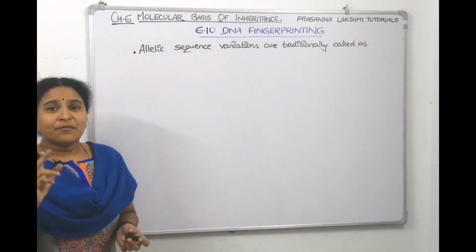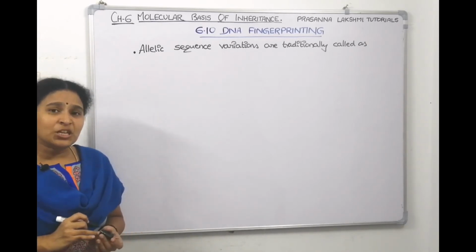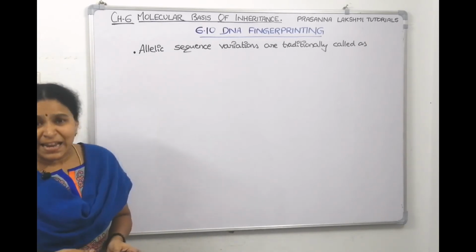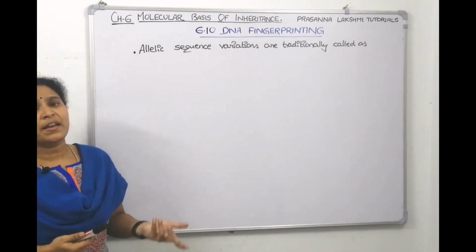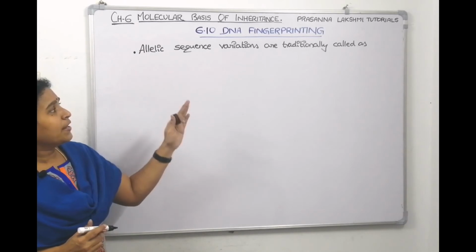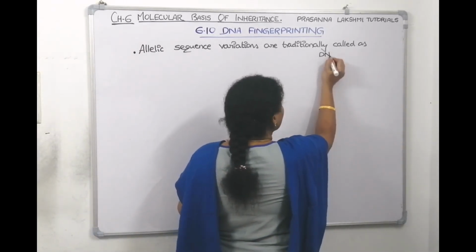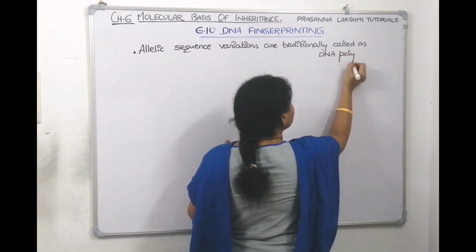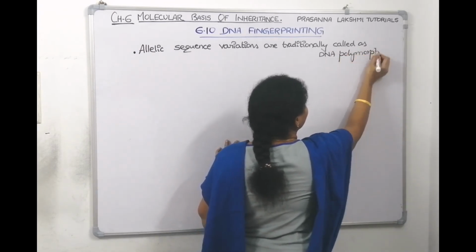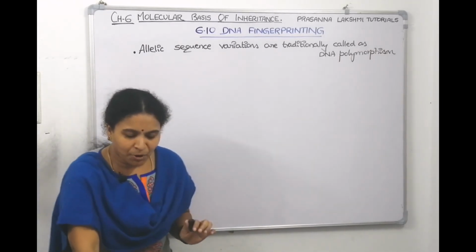So variations in a gene are also polymorphism. The alternate form of a gene is an allele, so allelic sequence variations are also polymorphism. Allelic sequence variations are traditionally called DNA polymorphisms. It is also called DNA polymorphism.